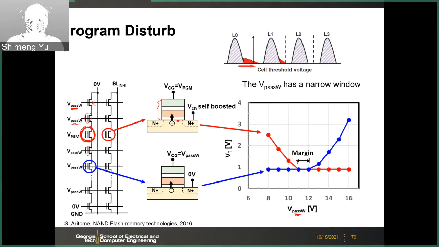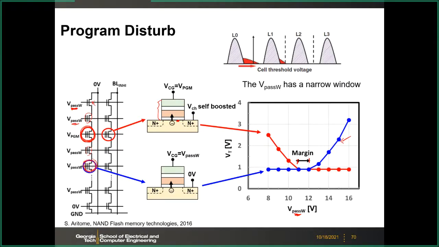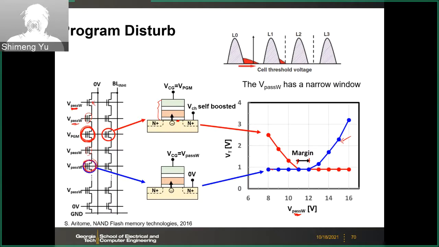For example, let's look at the blue cell here. If the V pass W further increases to like 14, 16 volts, then this cell's threshold voltage may increase, right? So this V pass W is getting close to the V programming. Therefore, this blue cell threshold voltage may increase as we show here. But if the V pass W is too small here, of course, the blue cell will be safe, right? So this is like only 8 volts, 10 volts.